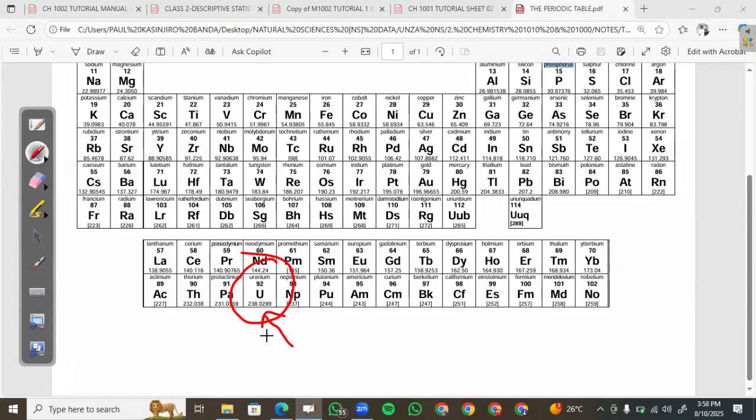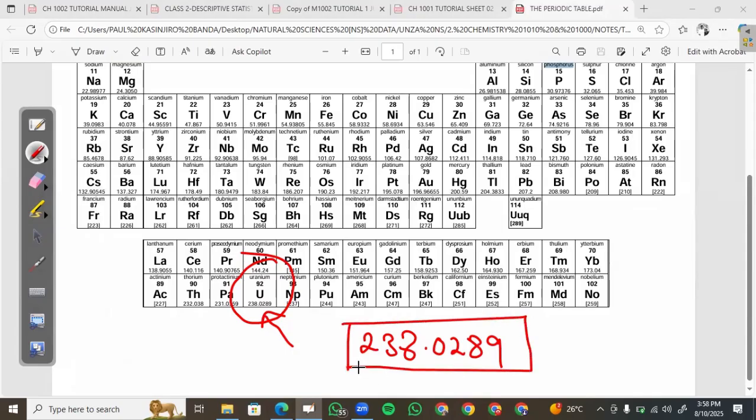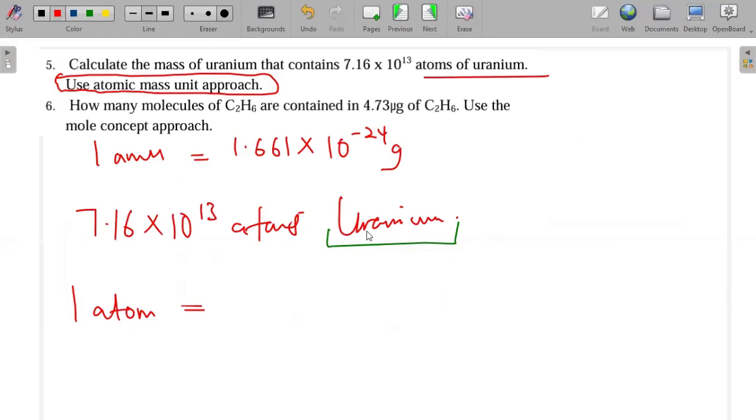Okay, so what is the molar mass of this uranium? We can see it's 238.0289. So if you want, you can round it off. So I'll just round it off to 238.03 there. So that is the molar mass. Okay, so I'm going to say one atom of this uranium has, according to the periodic table, 238.03 atomic mass units, if it's just one atom.